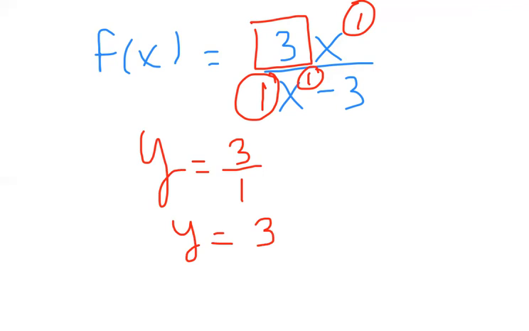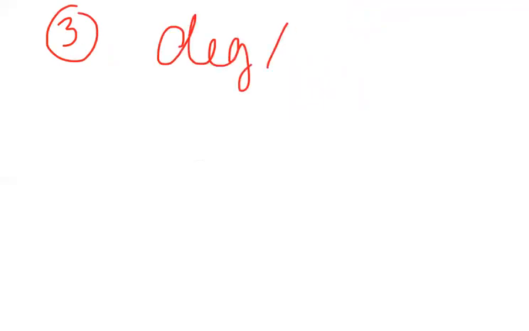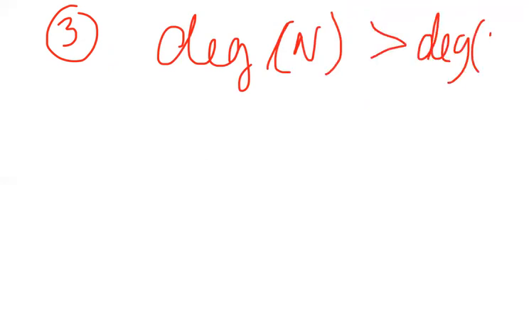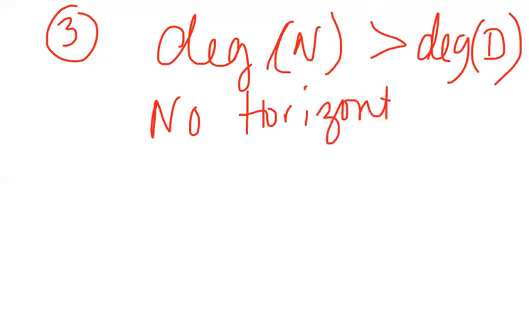Okay, so that's the second case for these problems, guys. And so let me go ahead and do the third case. Case number 3 is where the degree in the numerator is greater than the degree in the denominator. And guys, you'll love this one because there's no horizontal asymptote. When the degree in the numerator is greater than the degree in the denominator, no horizontal asymptotes.